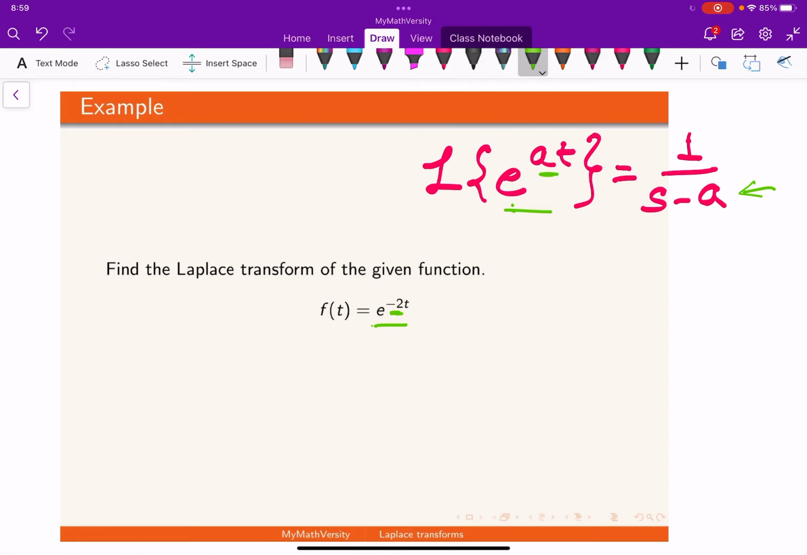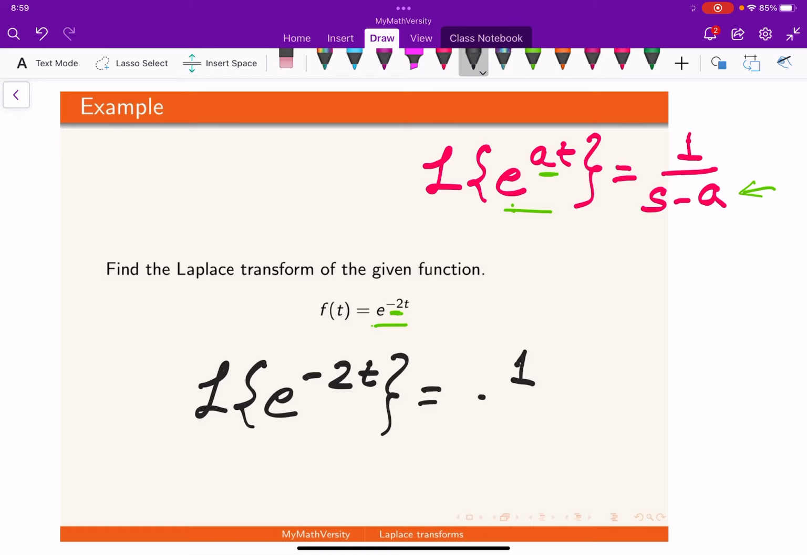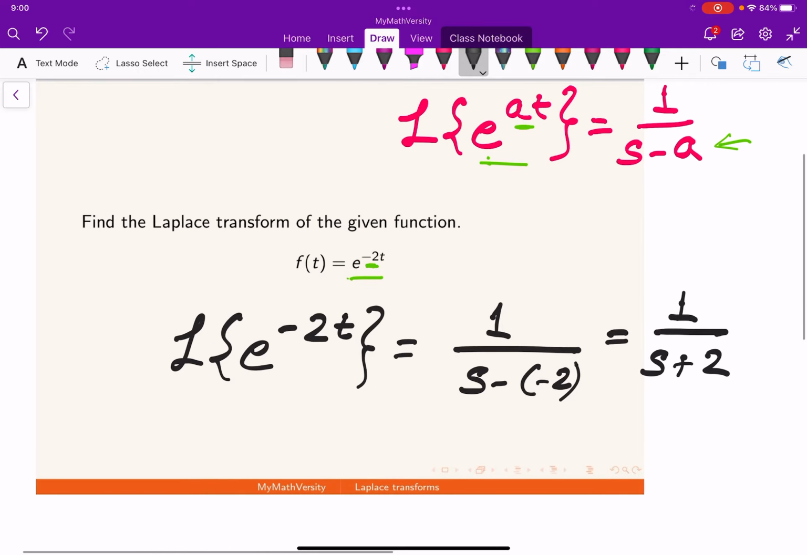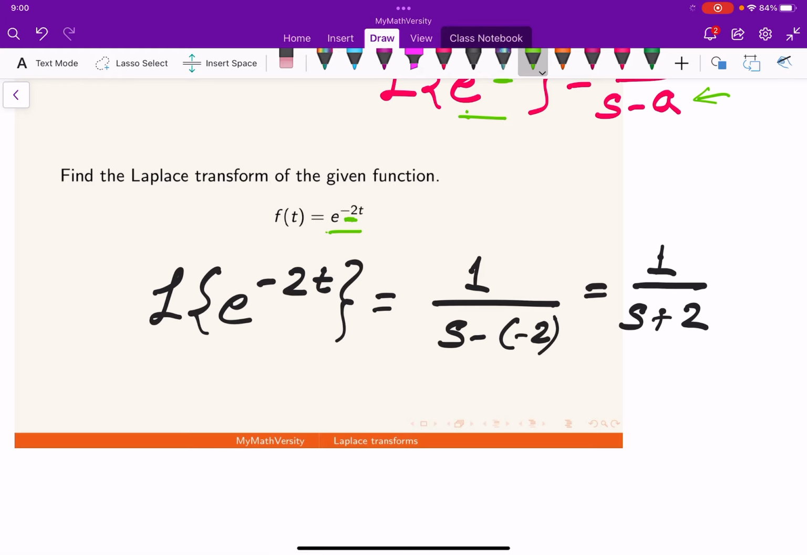Okay, so if that is the case, the Laplace transform of e to the power minus 2t should be equal to 1 over s minus negative 2. So this should then be equal to 1 over s plus 2. So this is the Laplace transform of e to the power minus 2t.